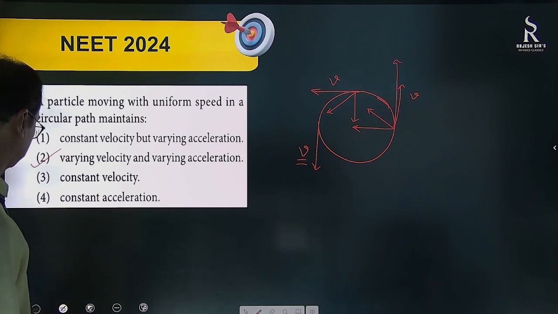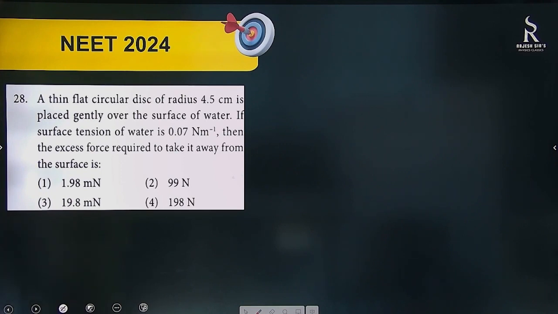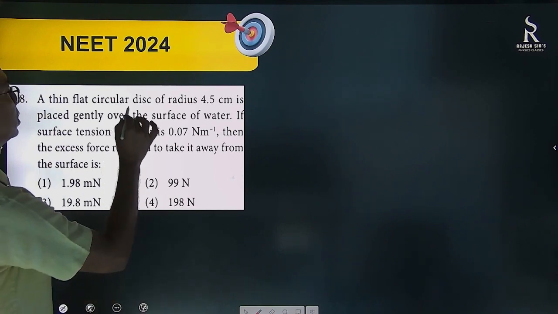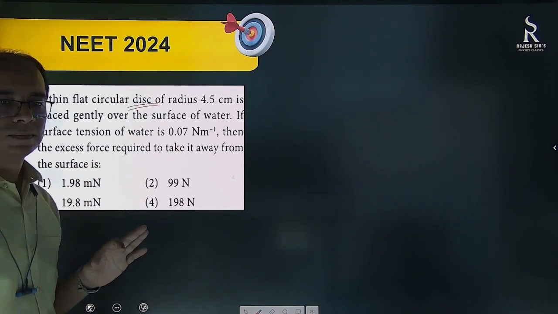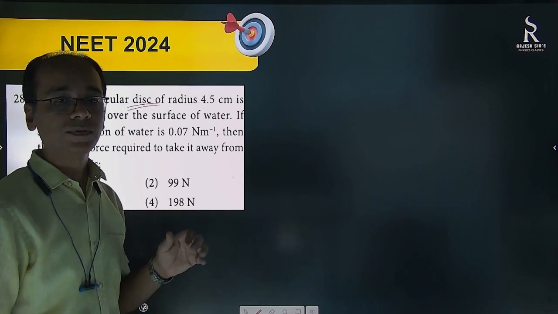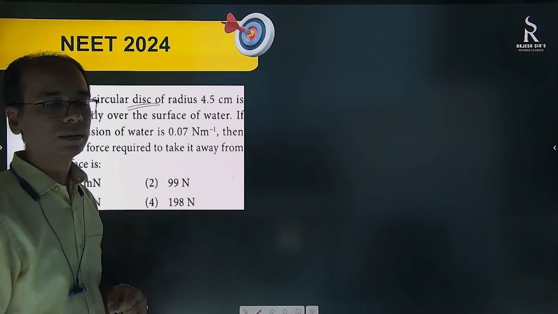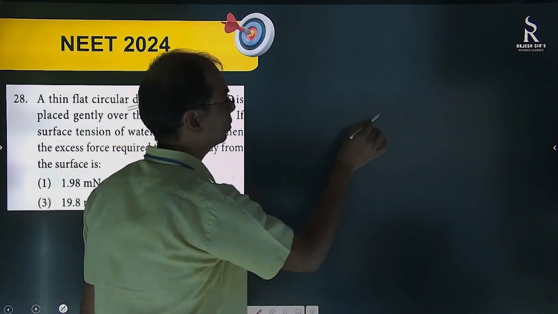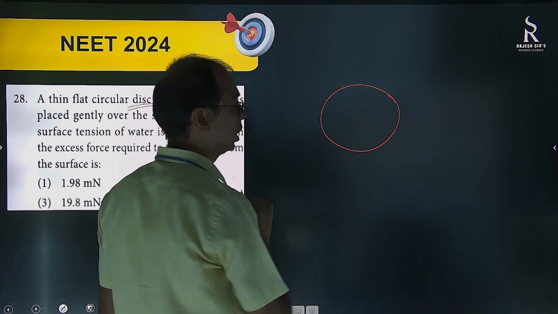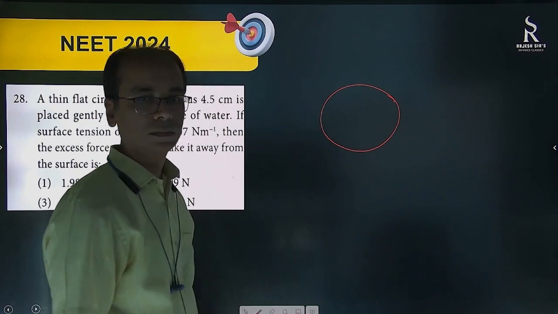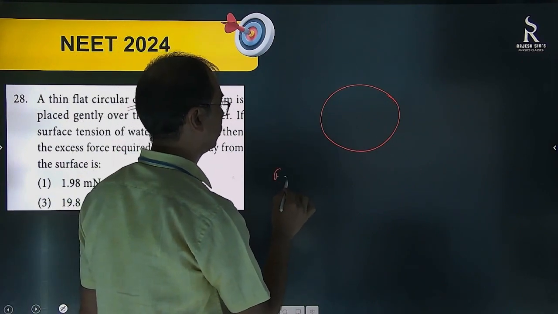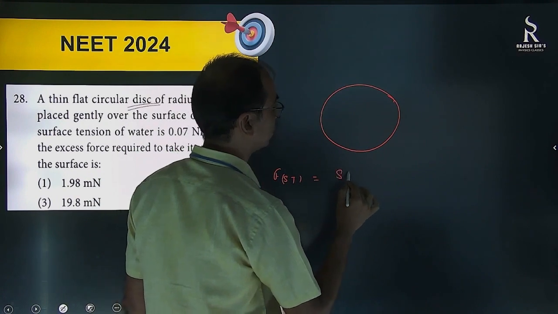Okay. Next, a thin flat circular disc of radius 4.5 centimeter is placed gently over the surface of water. Disc is placed. If surface tension of water is 0.07 Newton per meter, then the excess force required to take it away from the surface is. First of all, how much force is surface tension applying on that. Okay, so it's a disc we are saying. And we know that surface tension times the length. So which length? This length. Okay, so force due to surface tension will be what? Surface tension into length, that is 2 pi r.